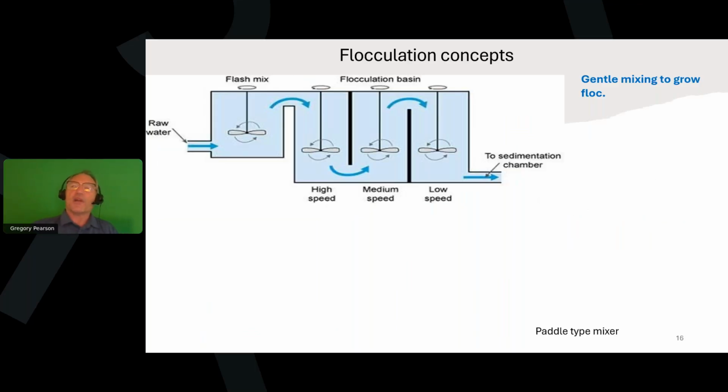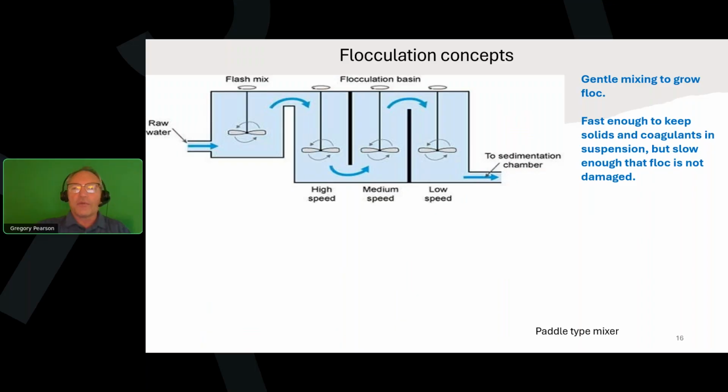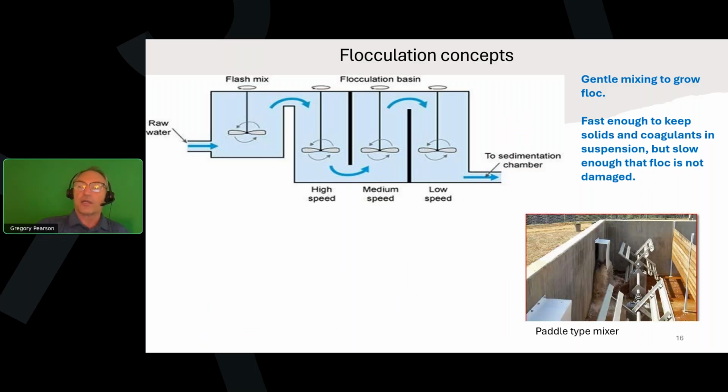The next process is flocculation, and that's basically just gentle mixing, so you can grow the flock larger. Generally, we start with a higher speed and we taper off to lower and lower speeds so the flock is not damaged. In each case, we want the mixing to be fast enough to keep everything in suspension so it doesn't settle out in the flocculation basin, but not so fast that it's going to damage the flock.